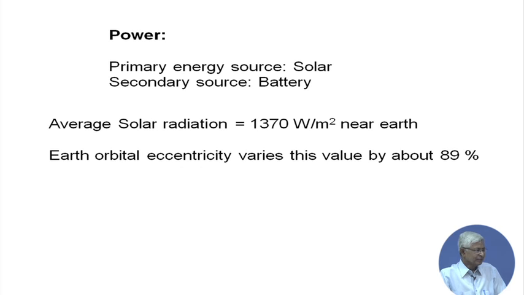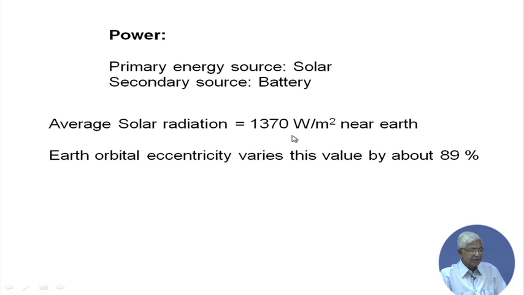Let us further discuss. The solar radiation which comes to the earth, on average, has been estimated and calculated, and it is roughly about 1370 watt per meter square. It is a typical number, it may not be very exact, 1370 watt per meter square, which is near earth. That is the average solar radiation which reaches.